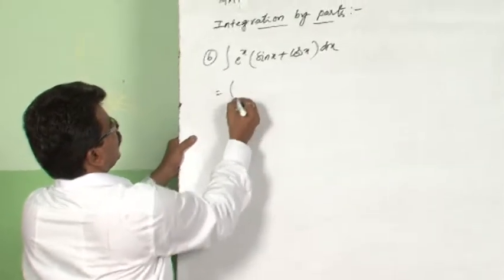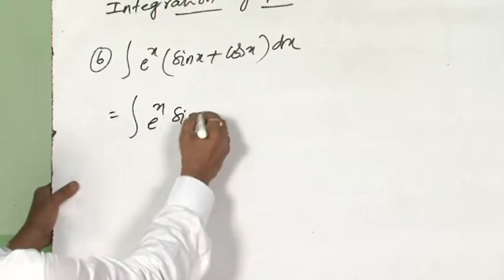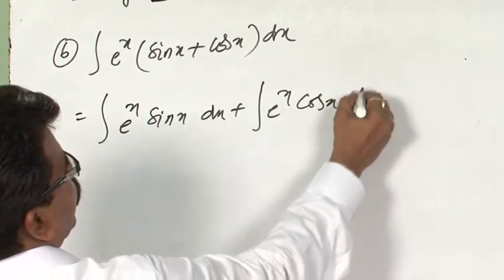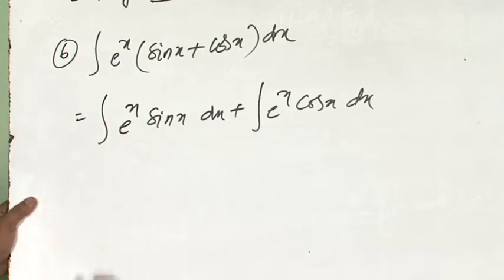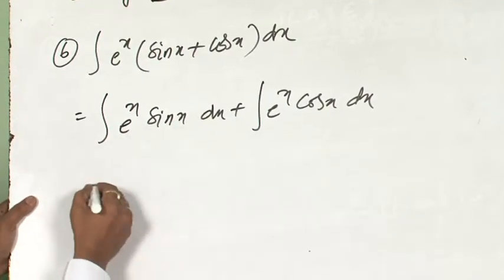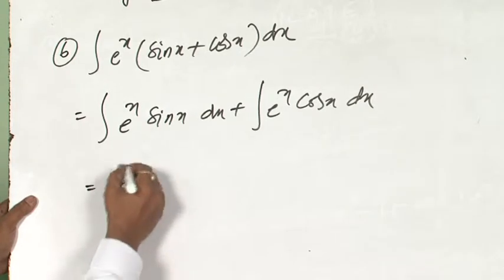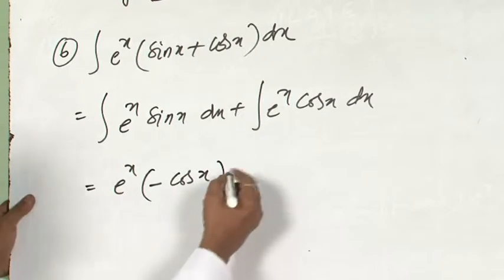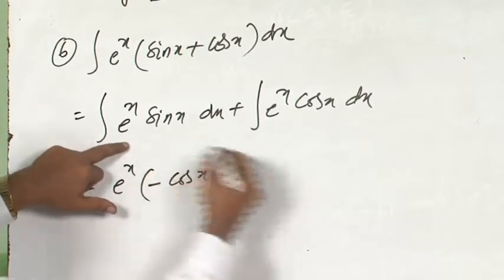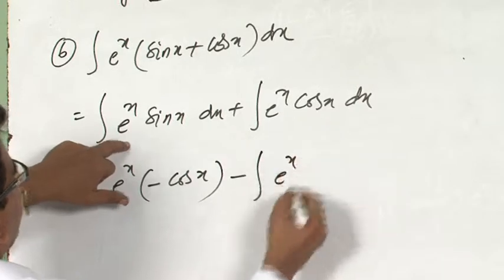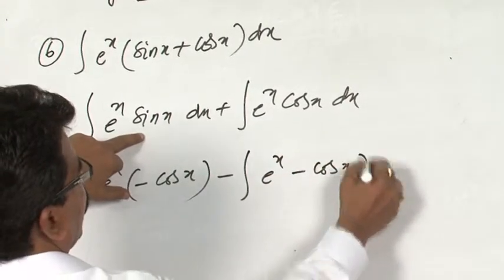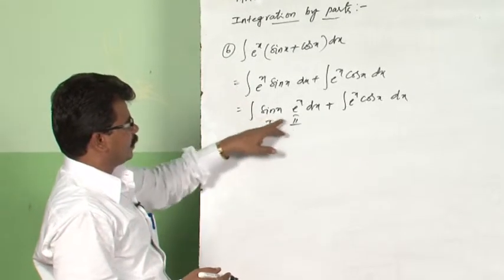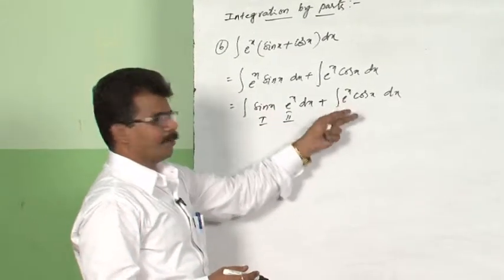So, this function can be written as integral e power x sin x dx plus integral e power x cos x dx. Let us apply u into v for this function, that is equal to first function, integration of second function, minus integral derivative of first function, integration of second function dx. This function can be written as integral sin x into e power x dx, and the second function I am writing as it is.